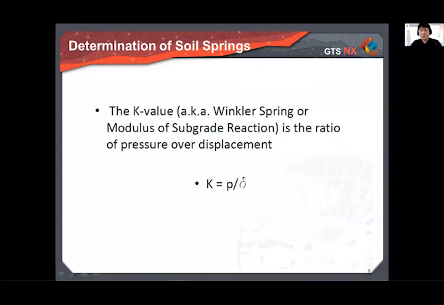So these are the simple equations. Maybe you are familiar with the determination of the soil springs, especially under the raft. The k value is the subgrade reaction value as we refer to it, which is also known as the Winkler spring, or modulus of subgrade reaction, which is the ratio of the soil pressure over displacement. So the unit is pressure, or force over length.